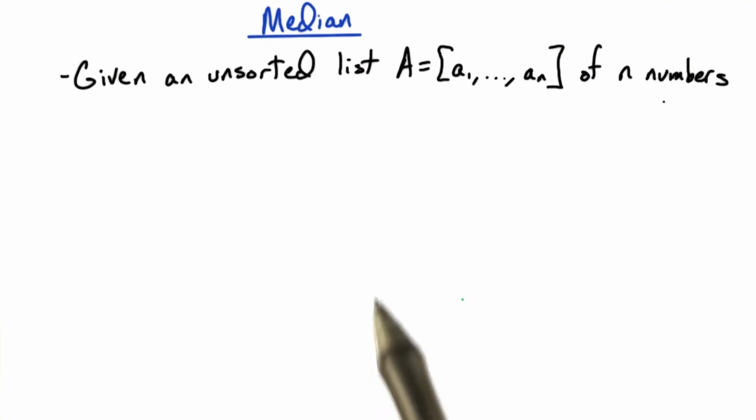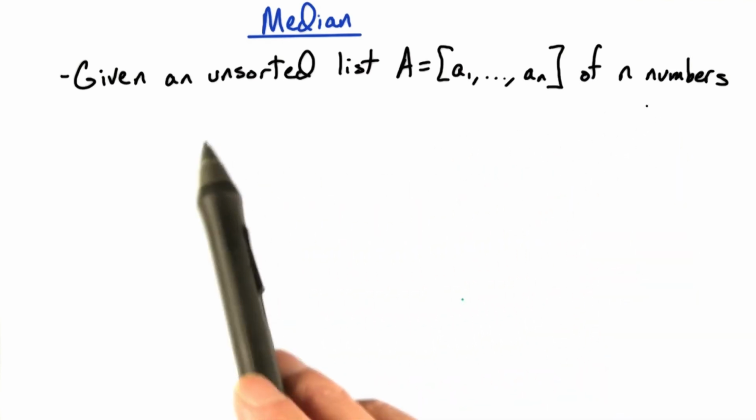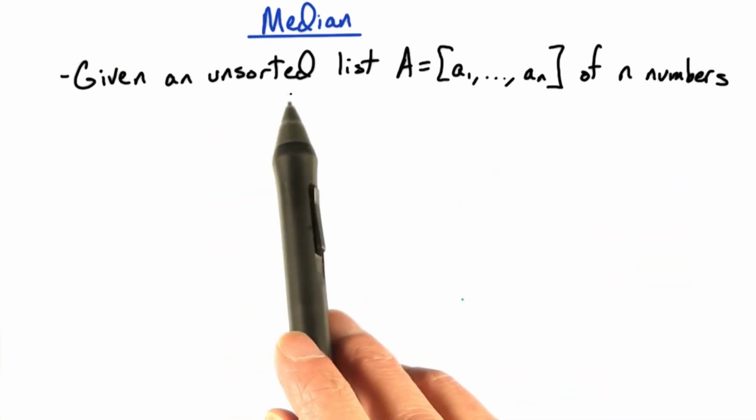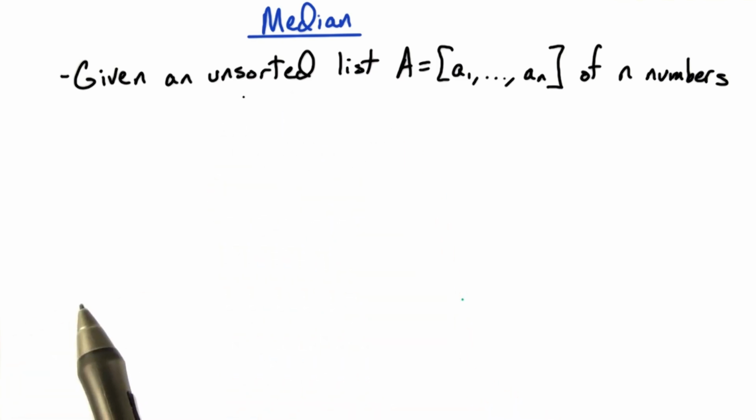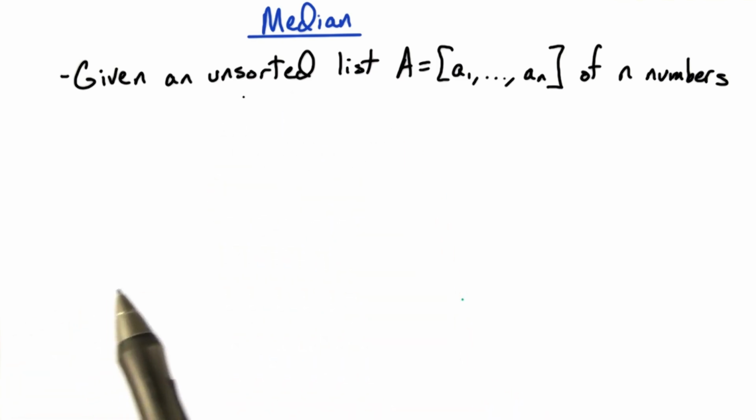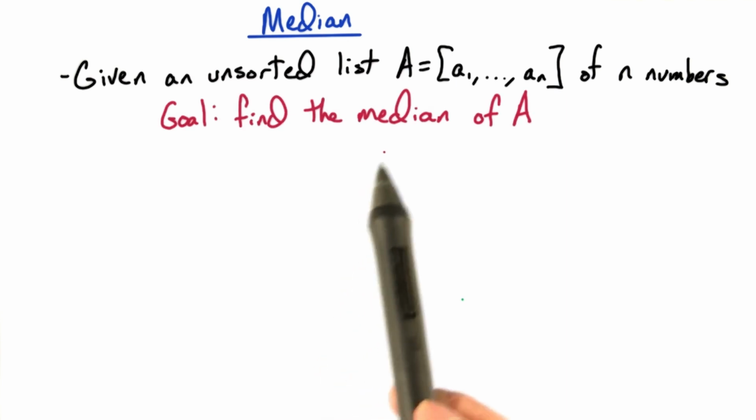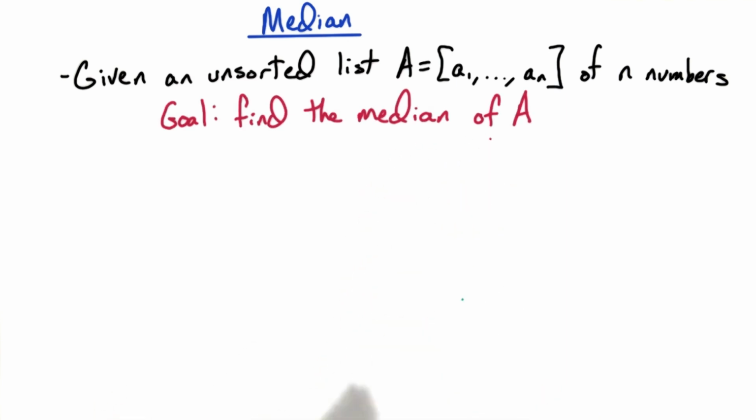Let's look now at another nice example of divide and conquer. This is the problem of finding the median. The input to the problem is n numbers, in arbitrary order, so we assume the list is unsorted. The input is given to us as this one-dimensional array, capital A. Our goal is to find the median of A. This is the middle element.